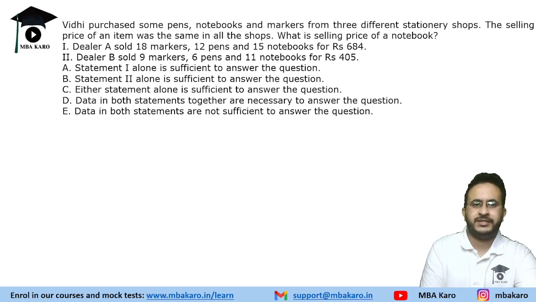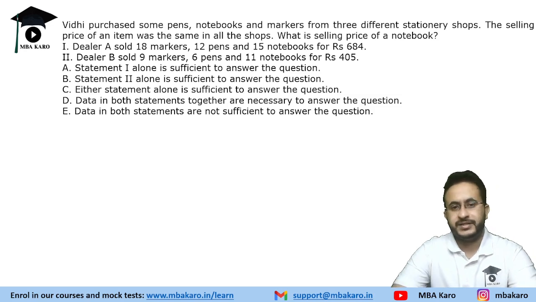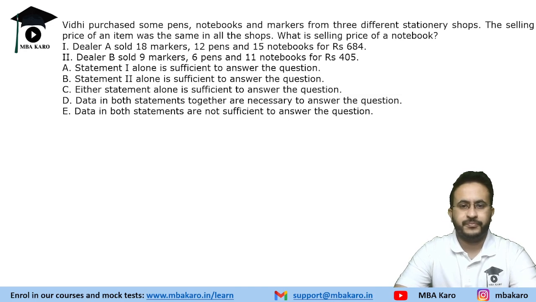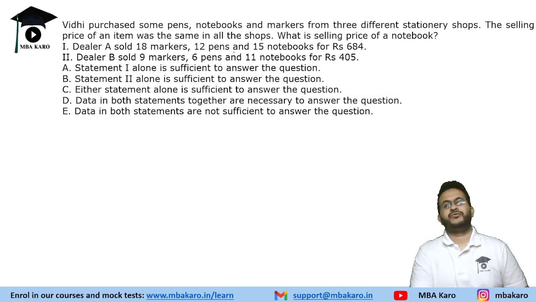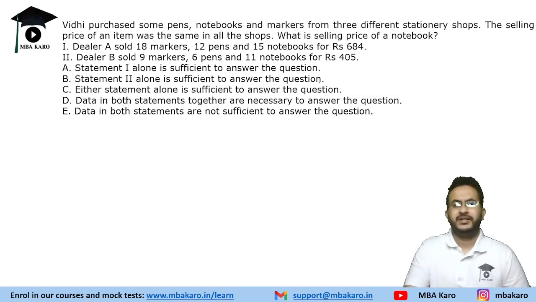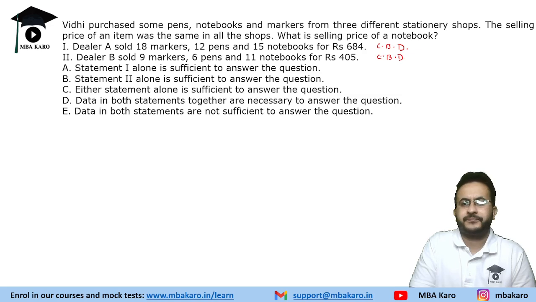It says Vidhi purchased some pens, notebooks, and markers from three different shops. The selling price of an item was the same in all the shops. We need to tell the selling price of a notebook. Now, if you see the first statement, 18 markers, 12 pens, 15 notebooks, you will say that it cannot be determined from the first. Second also you will say cannot be determined.